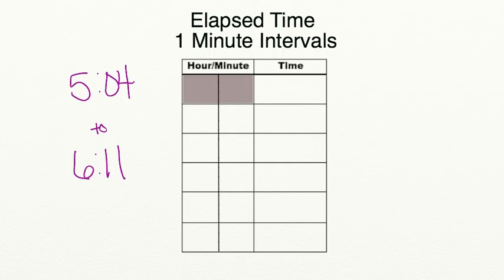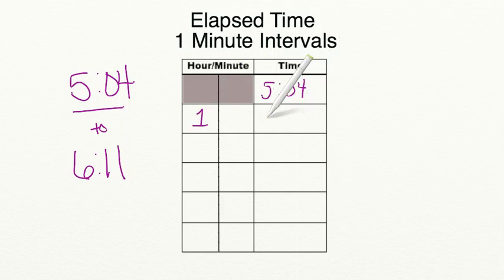Another way that you can find elapsed time is by using a T-chart. We're going to use this T-chart to find out how much time passes between 5:04 and 6:11. So I'm going to start by putting my start time in the box. I have 5:04 in my T-chart. Now, just like with the number line, I'm going to start with 1-hour intervals.